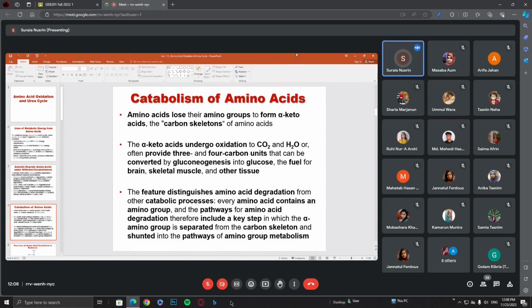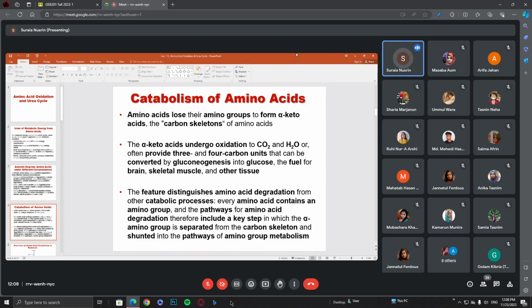So at the very first step, the amino acid removes the amino group. And that amino group will be further catabolized. So the amino group also undergoes metabolism in a different, particular pathway. And the rest of the structure, which is the carbon skeleton of the amino acid, will be oxidized, or will be converted to a 4 carbon or 3 carbon compound, which can be used to synthesize glucose.